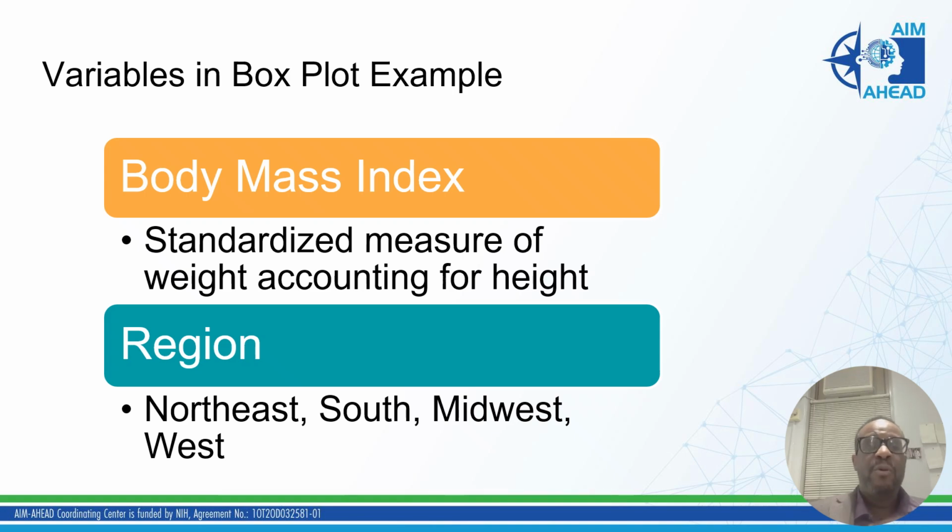In this example, we will be utilizing 2 variables. Body mass index is a measure of weight that is standardized to take into account a person's height. In this data set, we will also be looking at region, which represents the section of the United States that an individual is from.